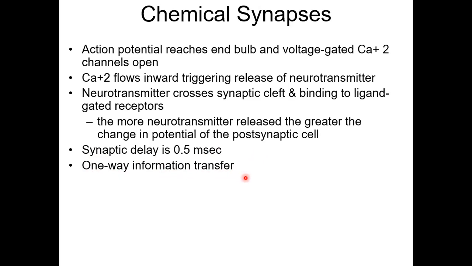Information cannot flow back to the presynaptic neuron because it has no acetylcholine receptors. So that placement of acetylcholine receptors on the postsynaptic neuron provides this one-way flow of the information.